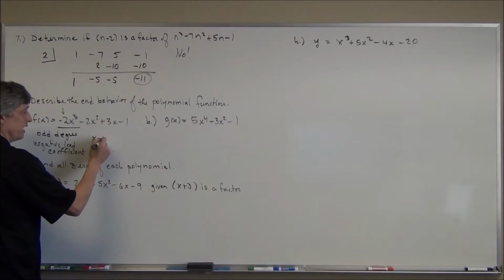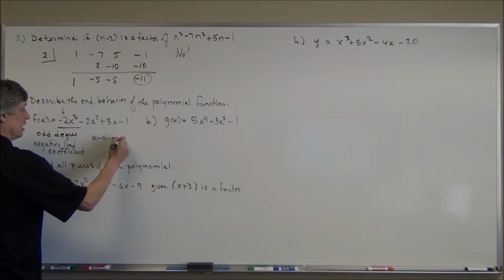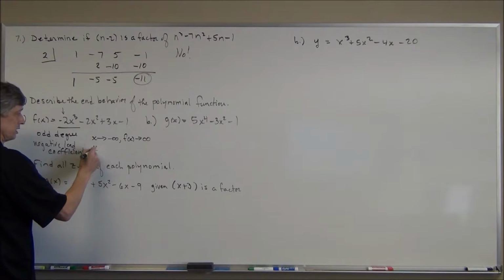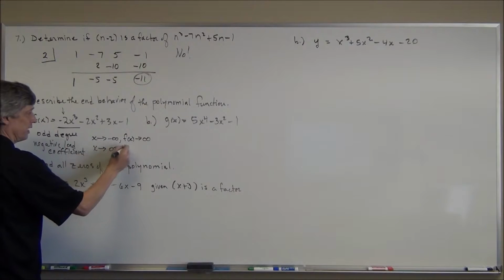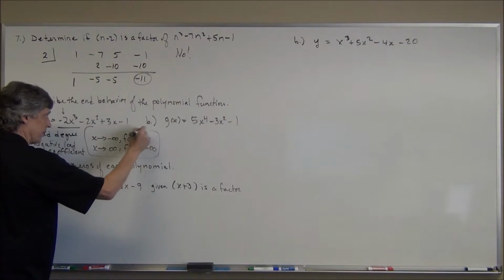So as x goes to negative infinity, it goes up and to the left. This is to the left, so that means that f of x, or y, goes to positive infinity. And just the opposite here. As x goes to positive infinity, f of x goes to negative infinity. That's how he's going to want it written down.